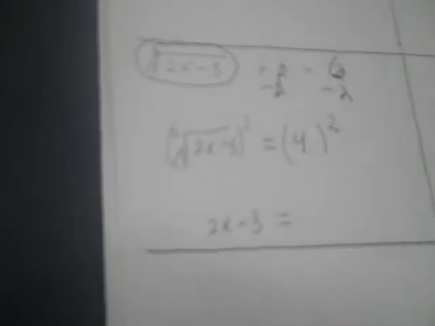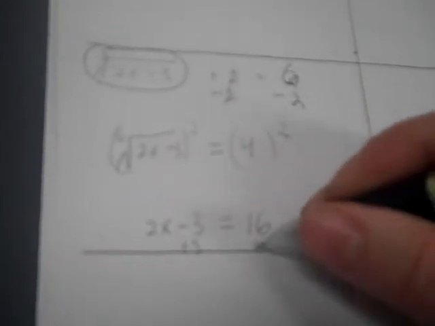And then 4 to the second, you put 8. Stop doing that stupid stuff like that. 4 to the second is not 4 times 2, it's 4 times 4, or 4 exponent 2. Just don't take 4 times 2. Okay, then it's an easy equation.